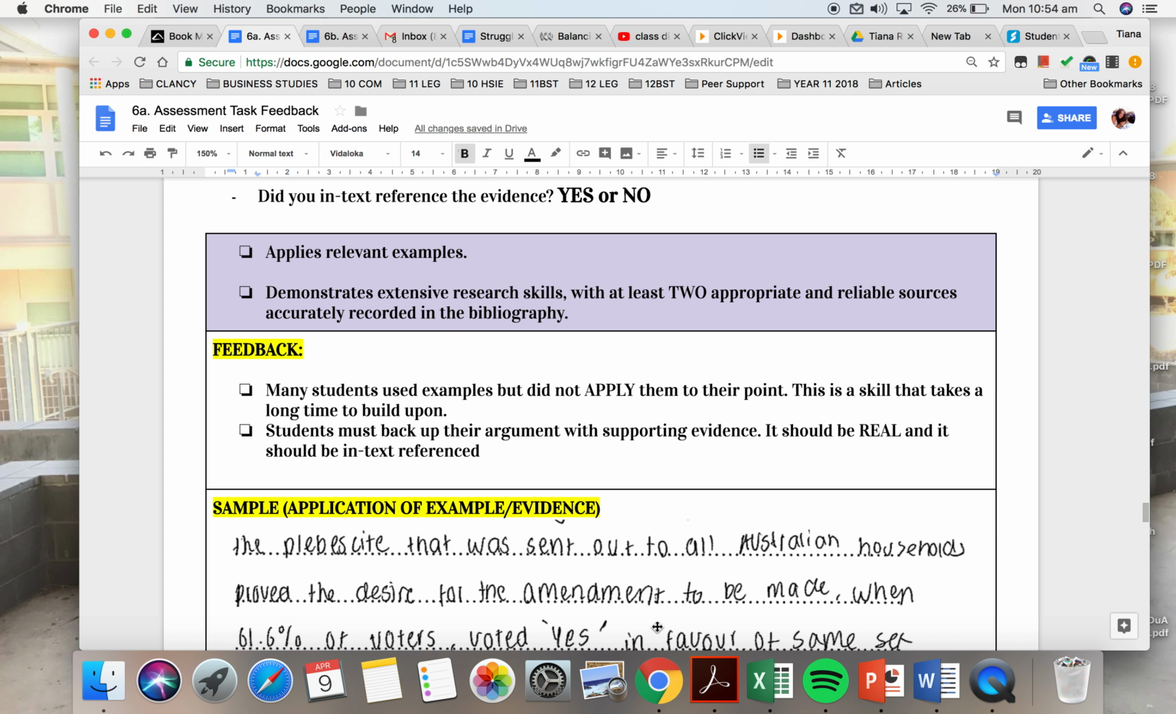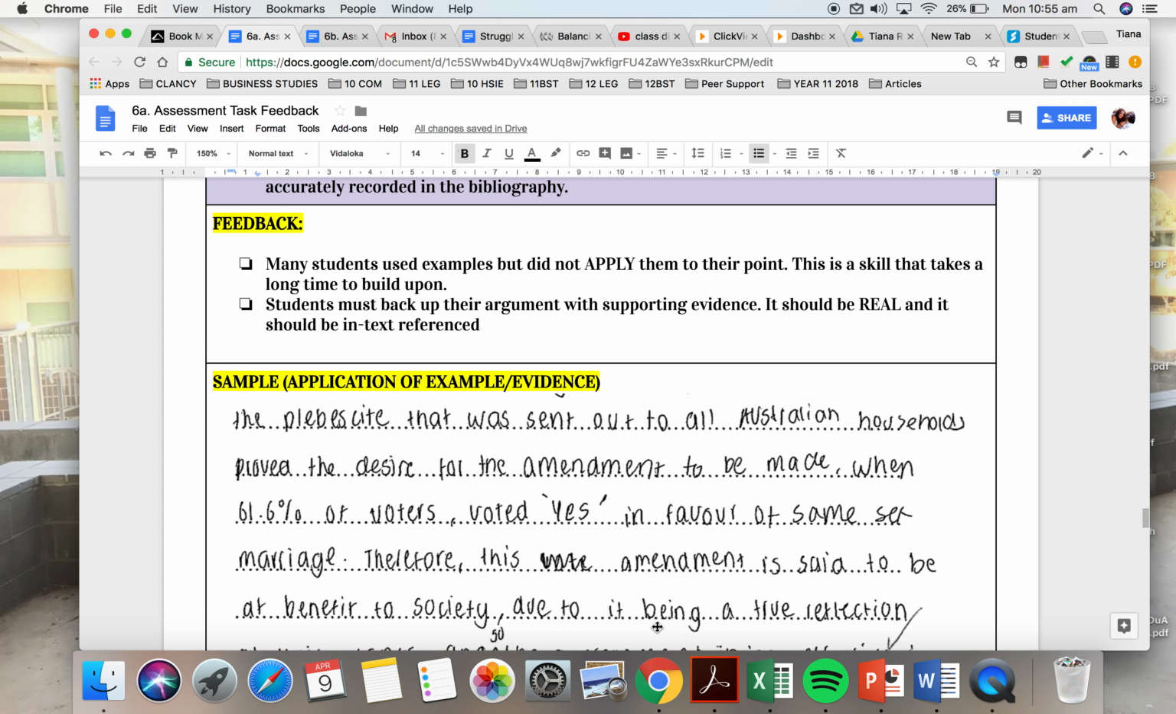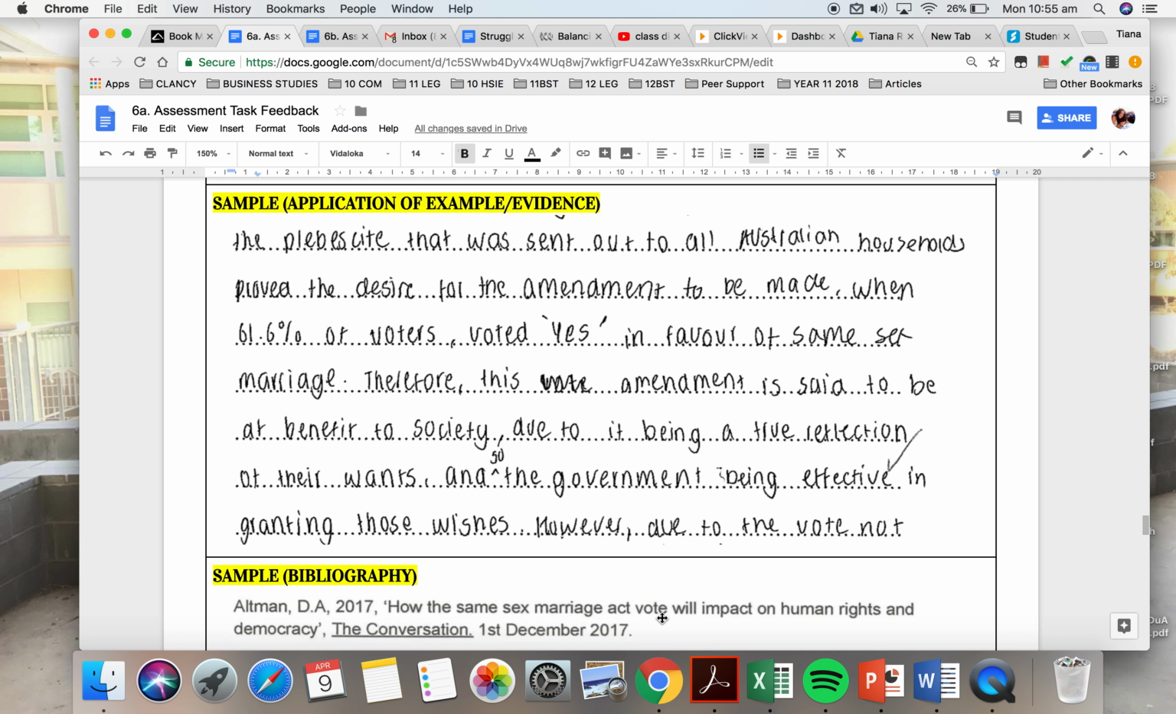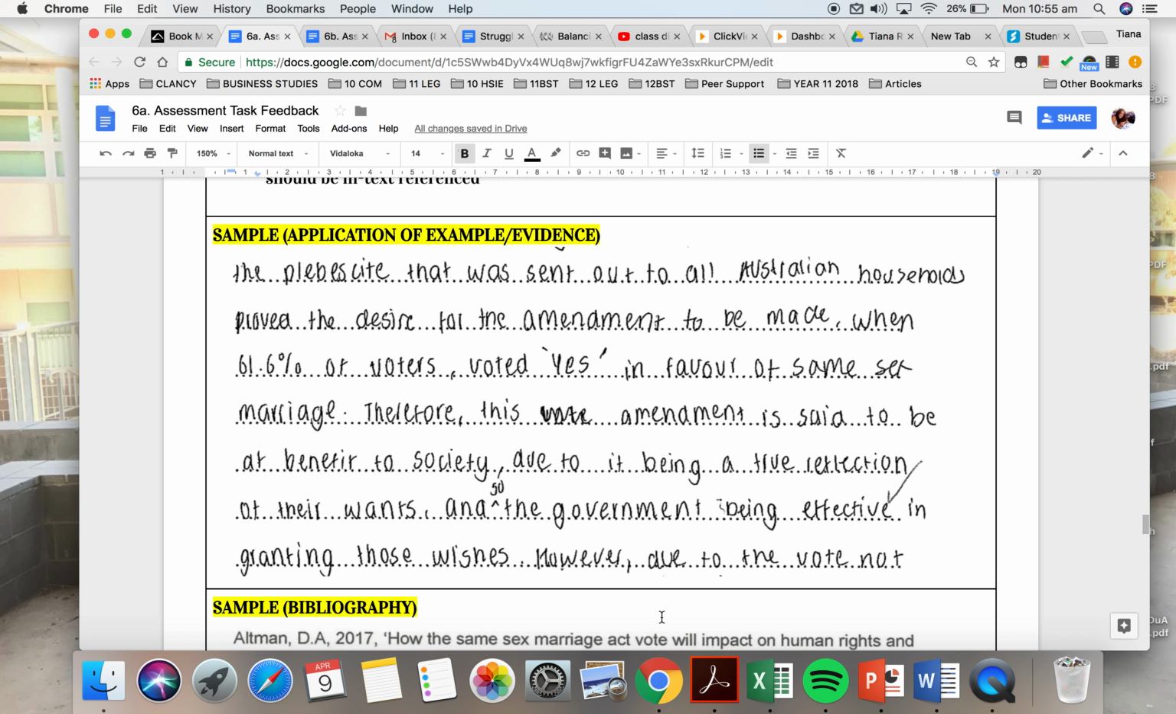Probably the weakest part of this task was in-text referencing. Okay, there wasn't many students at all who in-text referenced. It's important that you in-text reference, otherwise it can be taken as plagiarism in the HSC. So you must have that in-text referencing. I've provided an example of an application of an example or evidence in a response.